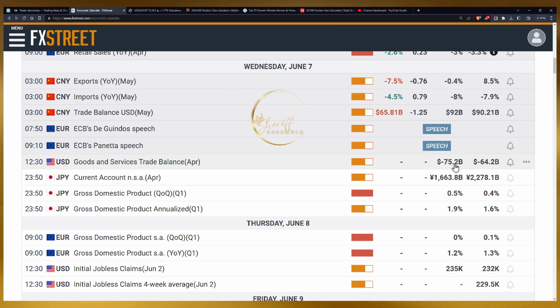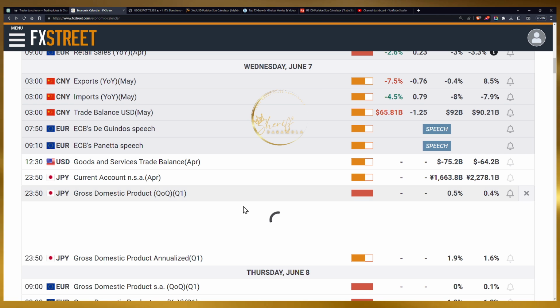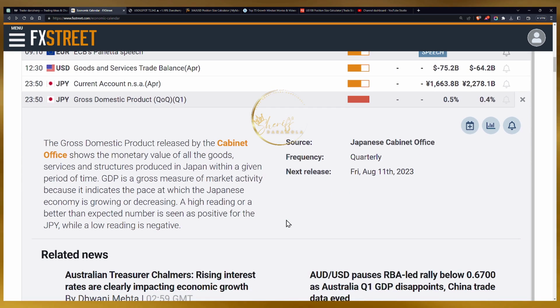Then another high impact event that is coming in much later in the day is coming from the Japanese economic docket, and that is the gross domestic product. And you all know how important the gross domestic product is. It shows us the monetary value of all the goods, services, and structures produced within the Japanese economy. It also helps us to measure the market activity and indicates the pace at which the Japanese economy is growing or decreasing.